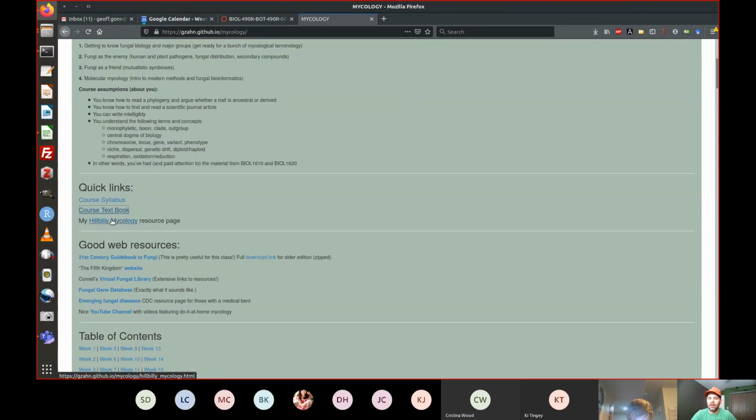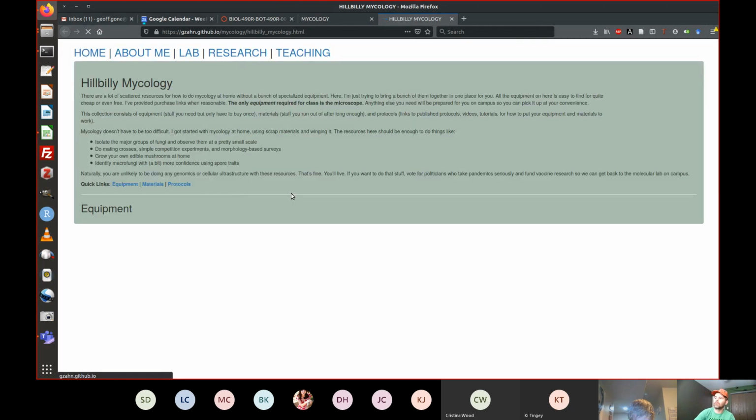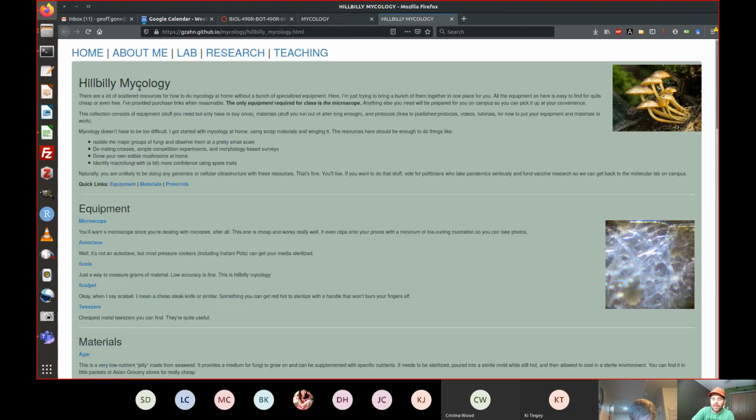Keep that handy. And then for the lab, there's actually quite a bit you can do with mycology at home without having access to DNA sequencing and stuff. Ideally, in normal semesters, we'd be doing some DNA analysis of fungi, but I call this hillbilly mycology, and it's how I actually got started in mycology, doing stuff at home.